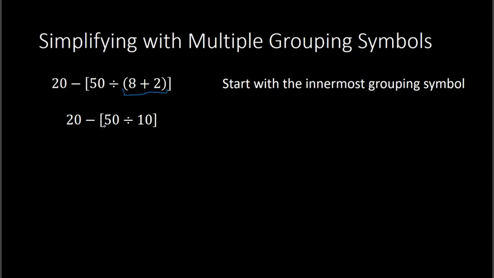So now we have 50 divided by 10. So from here we finish this bracket, this grouping symbol. Do that first before we subtract that from 20. So 50 divided by 10 is 5. Now we subtract 20 minus 5 to get 15.